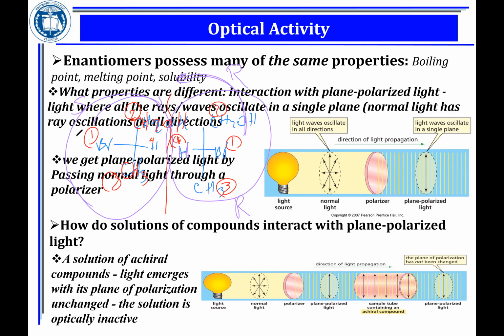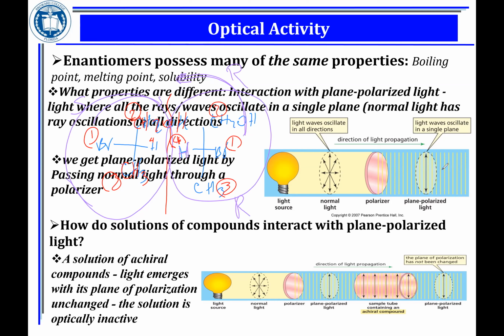How do these two compounds behave differently in real life? They have different functionality, especially in the human body, and in terms of physical property, one would rotate the plane polarized light to the right side. If one rotates to the right side, the other one would rotate to the left side. So with that, we want to know what is a plane polarized light.